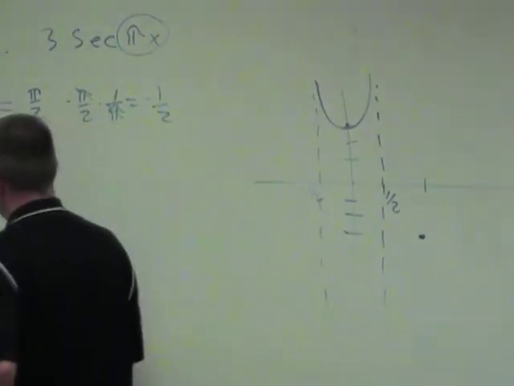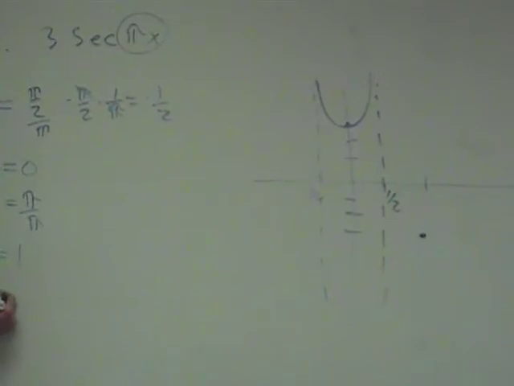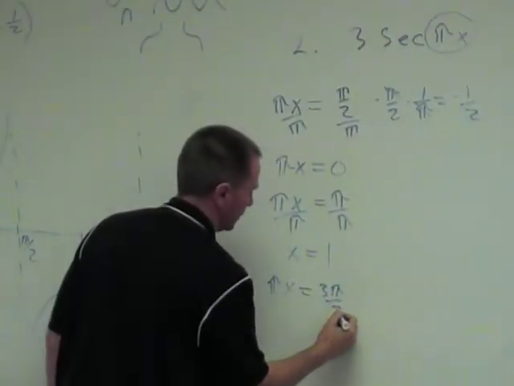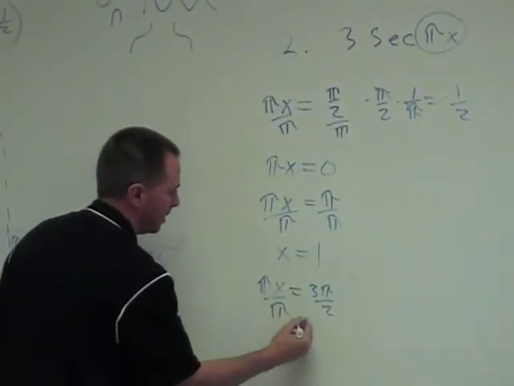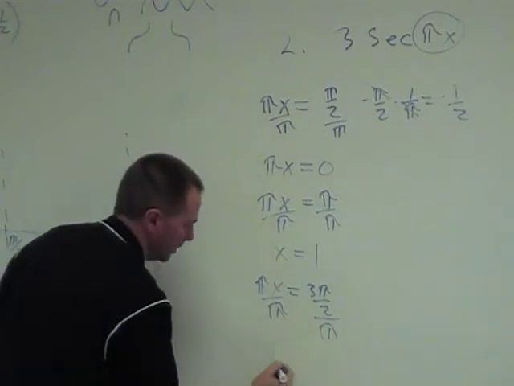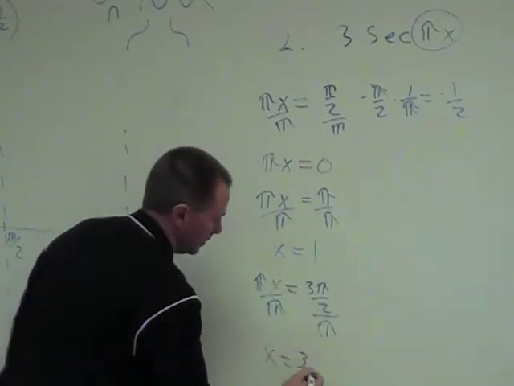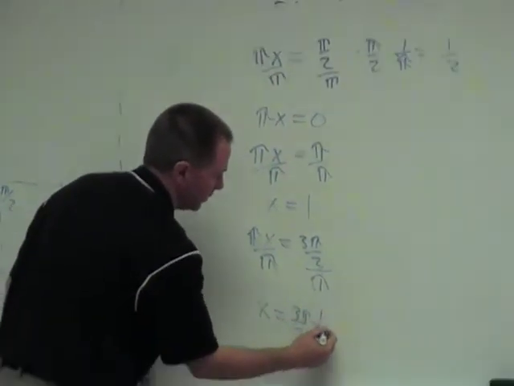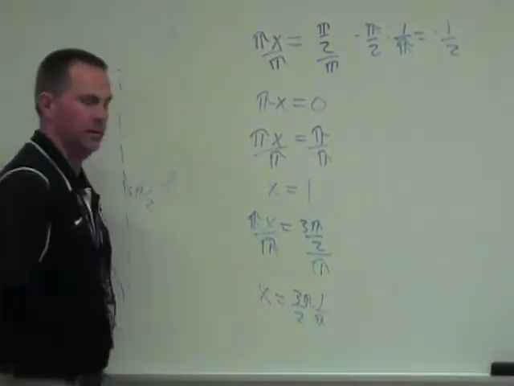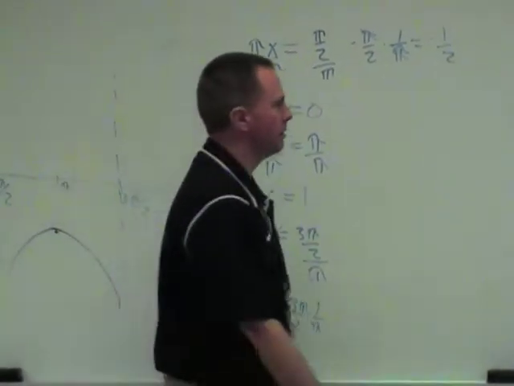3 pi over 2. So pi x equals 3 pi over 2. Divide off pi. X equals 3 over 2 pi times 1 over pi. 3/2.